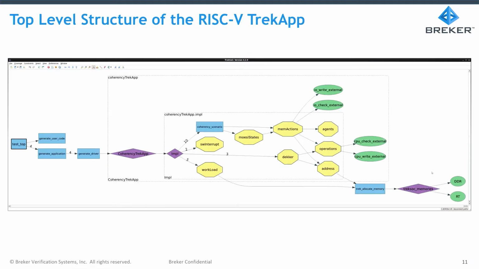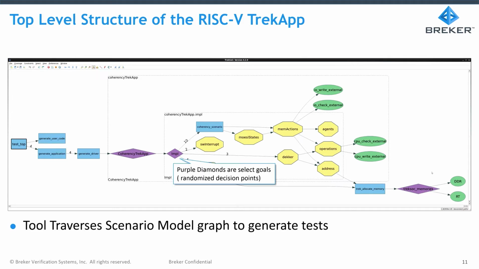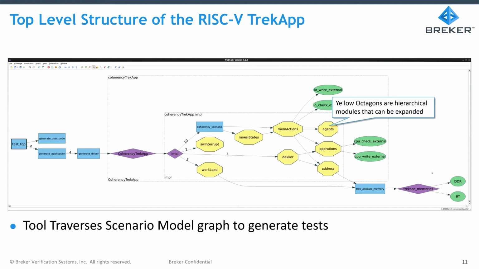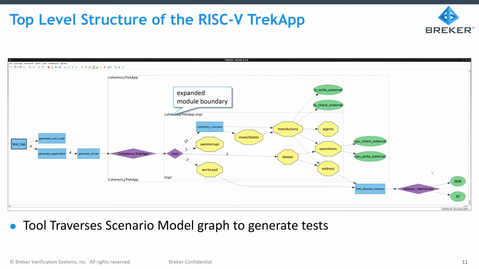Information is provided to the planning algorithm in the form of graphs of possible scenarios. And we're going to see a bunch of these graphs as we go through this presentation. These purple diamonds represent decision points in the graph where the tool can make a random decision on where to go next. The blue boxes represent sequences where it must do all the children of a node before it can move on. Yellow octagons represent hierarchy, so you can double click into one of those and open up a node. And when you double click into a node, then you can see the module boundary around it.